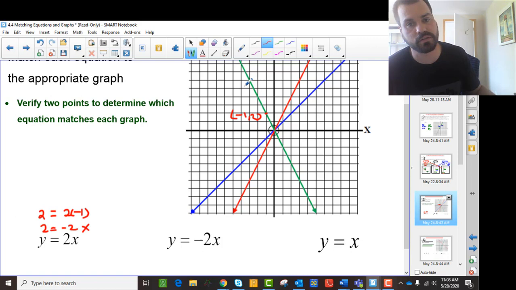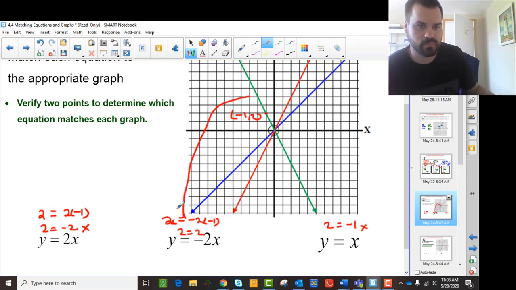I automatically know this green line that's indicating this graph, that is not this. I can plug it in here, and I get -1 and 2 again. So that means 2 is equal to -2 times -1. That actually does work. I get 2 equals 2. And over here, if I plug in -1 and 2, I would say 2 is equal to -1. We say that's not true. So that means this graph is that equation. It's y equals -2x.